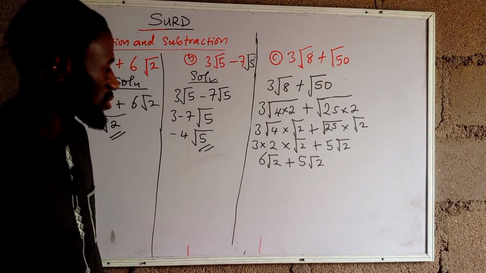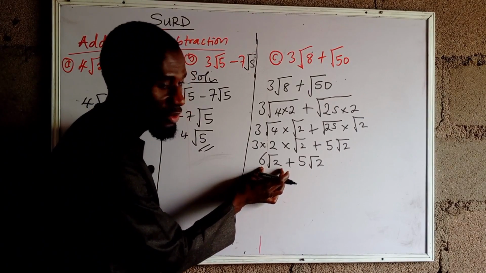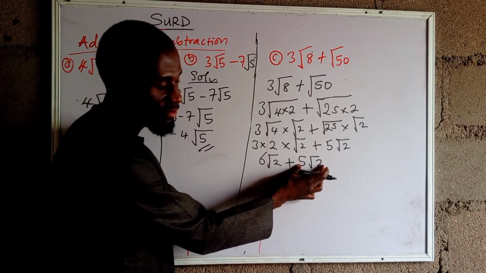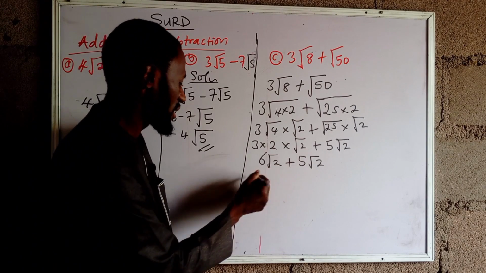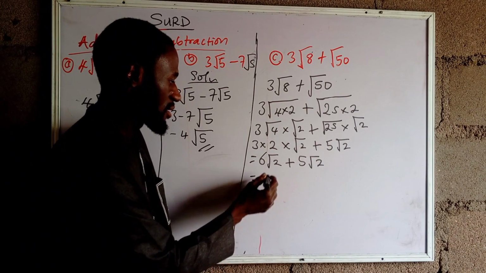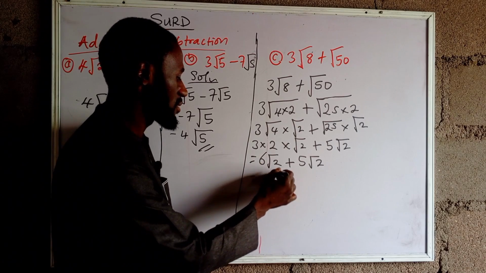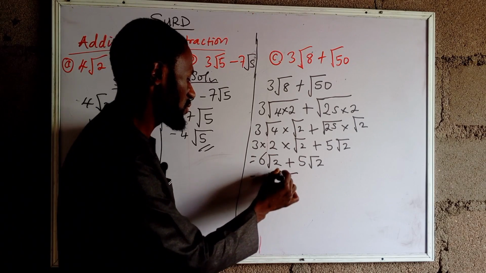And the last thing to do, let's add 6 bunch of root 2 plus 5 bunch of root 2. If you add these 2 numbers, you get 11 bunch of root 2.